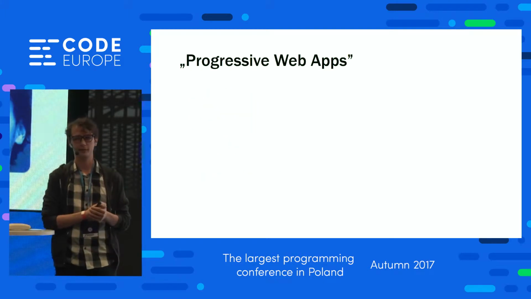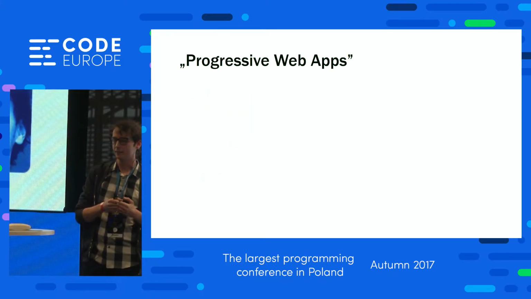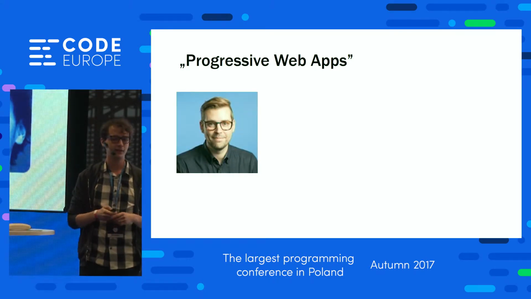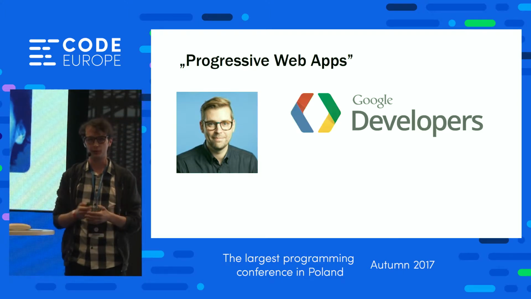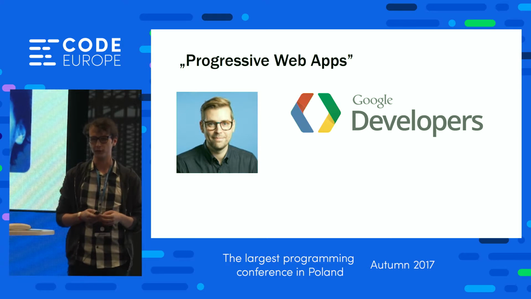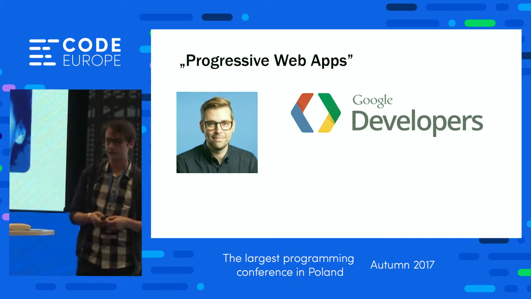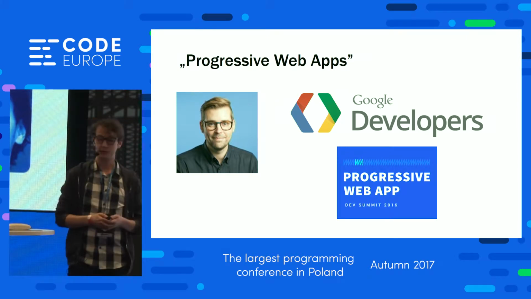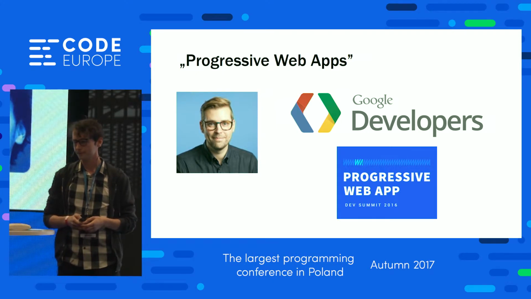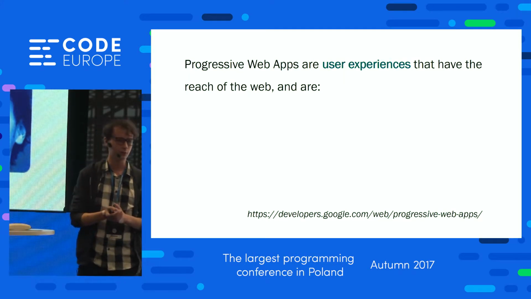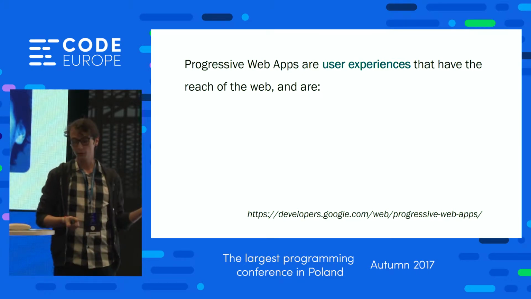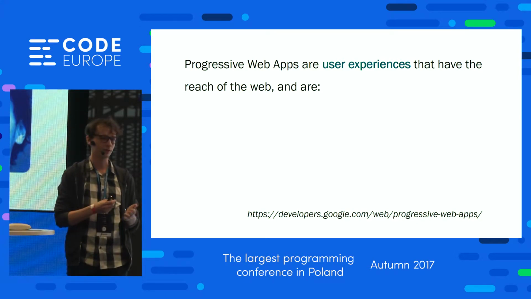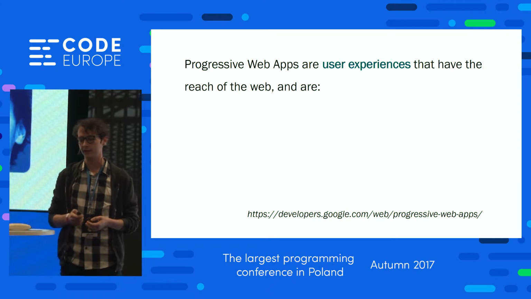Okay, let's go straight into it. What are progressive web apps? Let's try to define this term first. The term was first used by Alex Russell in 2015 in one of his blog posts, and since then has been promoted heavily by Google developers community through their documentation, through their events, some of them even dedicated to this matter, such as Progressive Web App Dev Summit in 2016 in Amsterdam, which I attended happily. So in order to answer this question, let's use Google's definition of progressive web application, which is: progressive web application is a user experience which has reach of the web and is at the same time reliable, fast, and engaging.